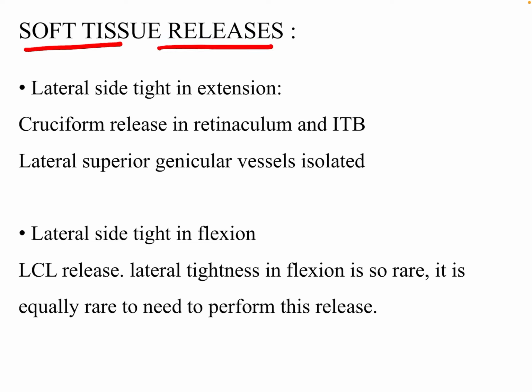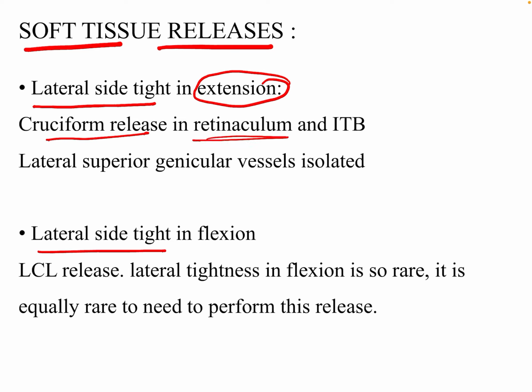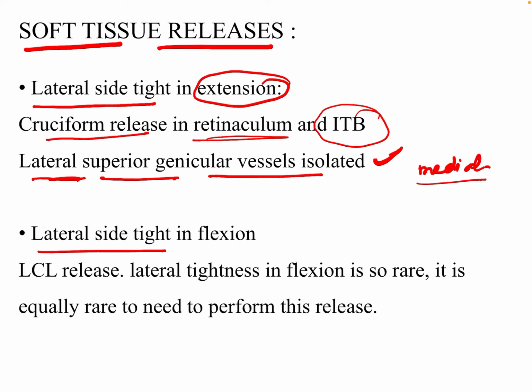Now coming to the soft tissue releases, we know that in valgus deformity it is the lateral side which is tight. If the lateral side is tight in extension, we will go for a cruciform release in the retinaculum and the iliotibial band. We should make sure in this case that the lateral superior genicular vessels are isolated and preserved, because the medial sided vessels are already cut because of the parapatellar approach. So we need to save these lateral genicular vessels.